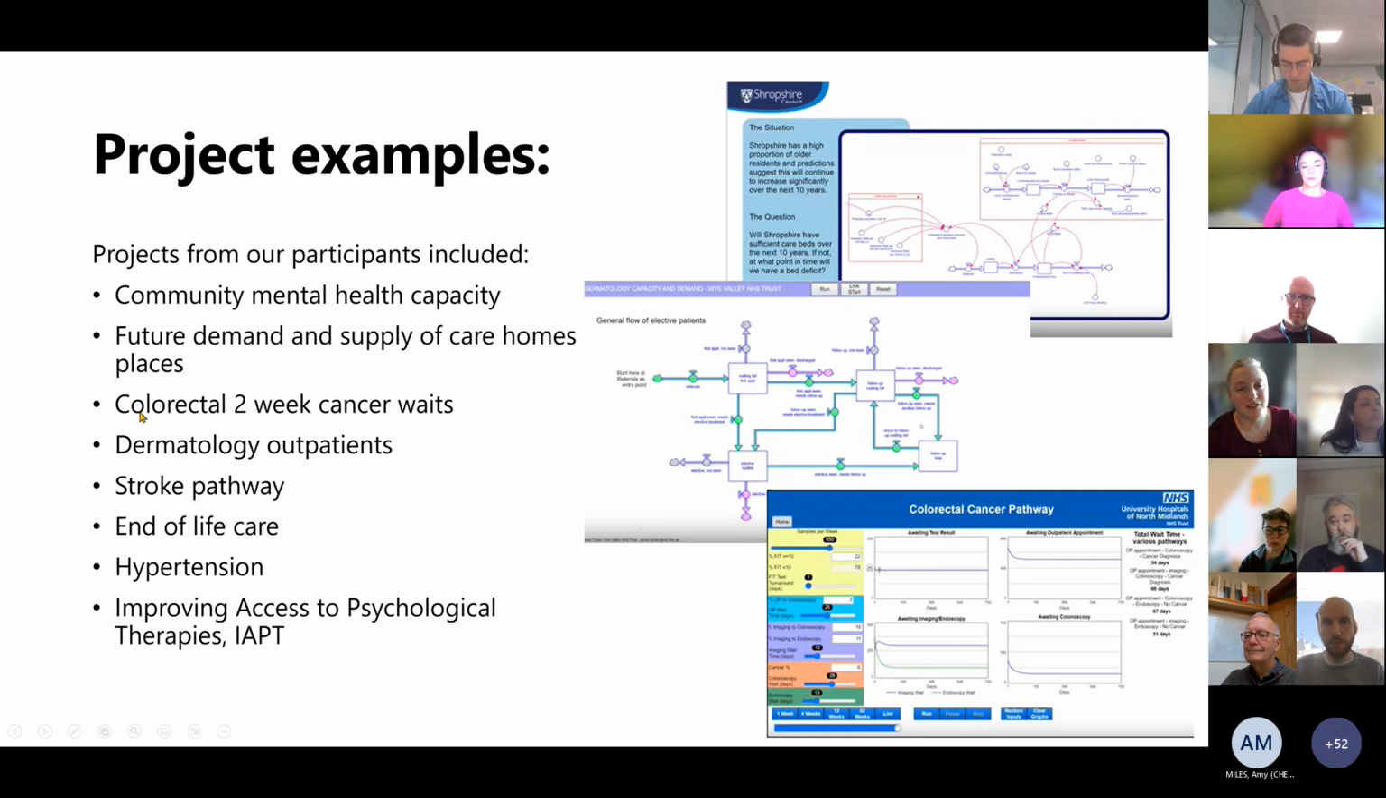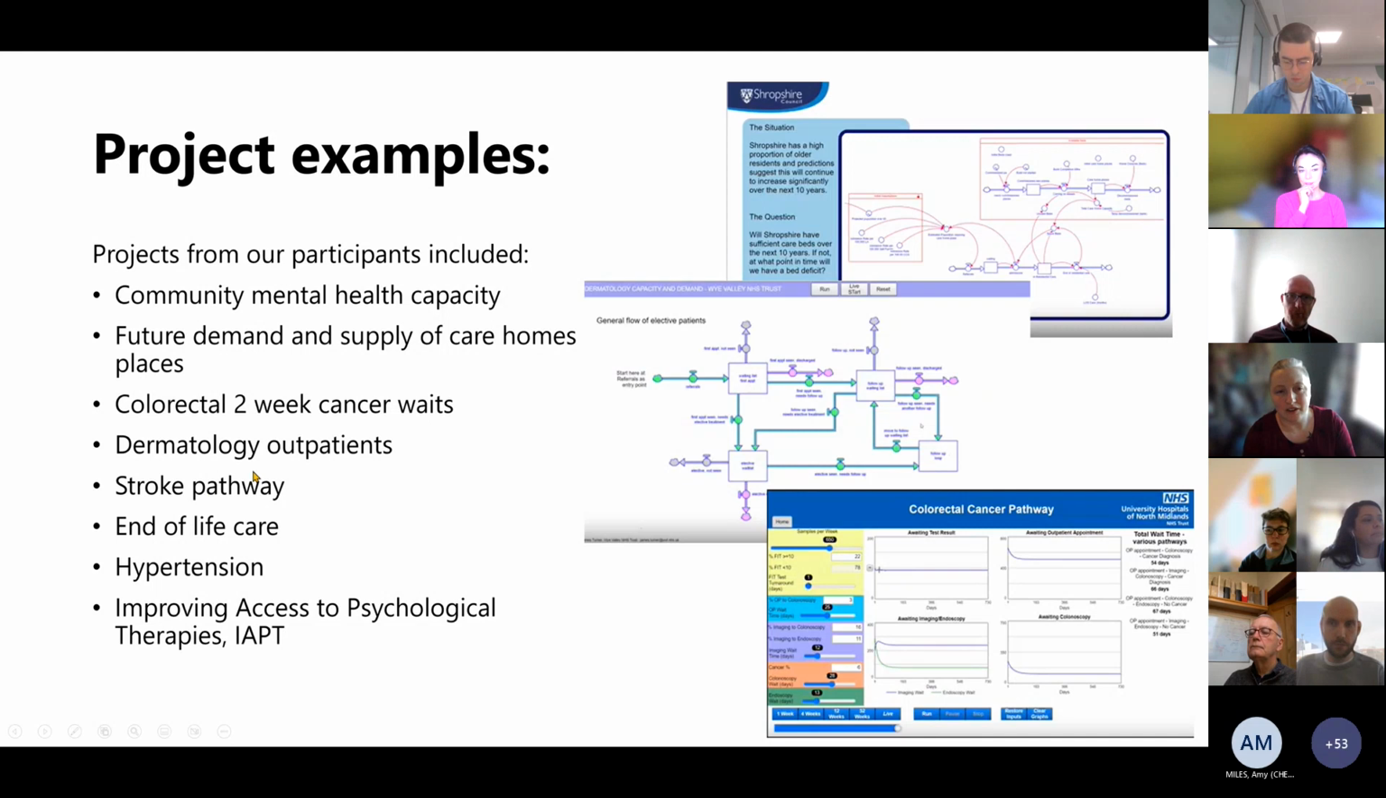Today we're going to hear from Phil Alexander, who worked on a project along with Steve Dunne, who couldn't be here today, but they were looking at colorectal 2-week cancer waits. And also from James Turner, who's going to be talking to us about dermatology and particularly outpatient appointments for dermatology. And there are various other projects that people worked on along the way, some of which are still in progress and developing.